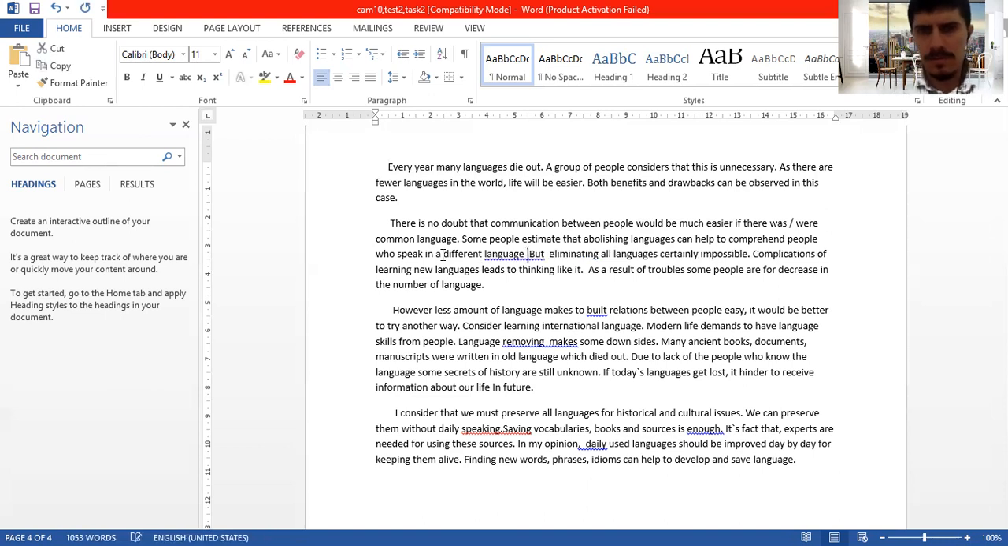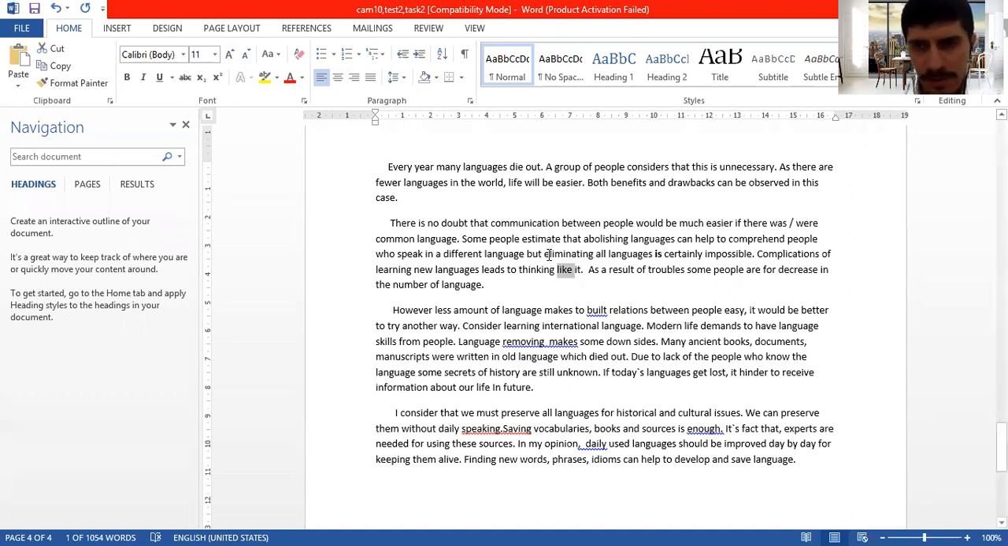But eliminating all languages is certainly impossible. Okay? The complications of learning new languages lead to thinking like this. So try to diversify the language and grammatical structures. In this way, you'll have more opportunity to draw the attention of the examiner to your work rather than the other people's, or your candidates', or in this case, your competitors' work.